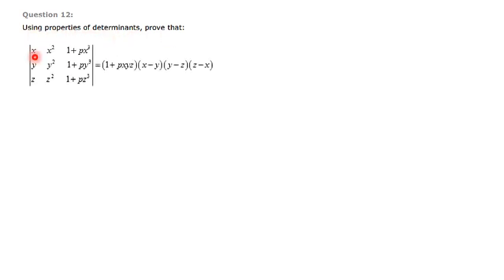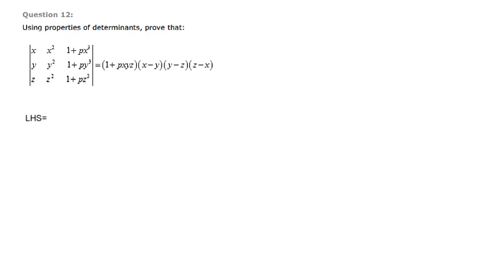Next we shall discuss question number 12. Question is, using properties of determinants, prove that determinant x square 1 plus px cube, y square 1 plus py cube, z square 1 plus pz cube is equal to 1 plus pxyz into x minus y into y minus z into z minus x.